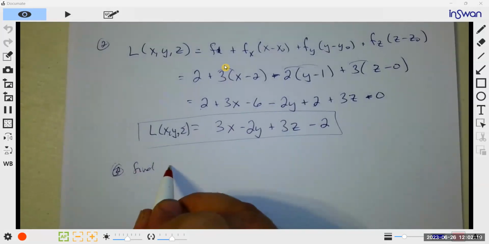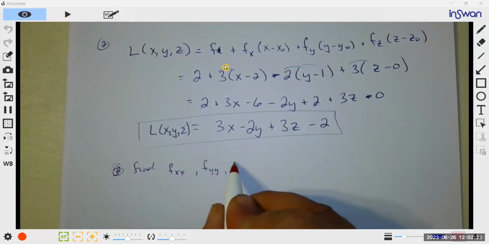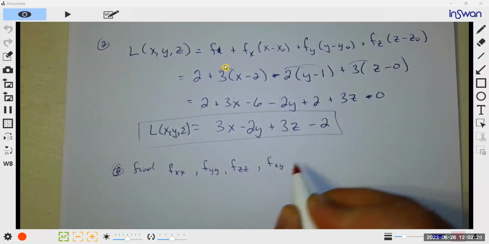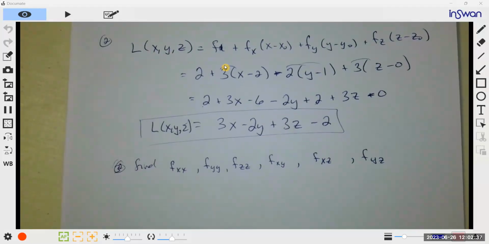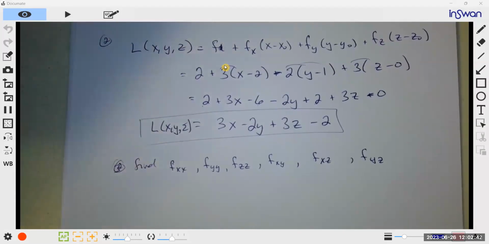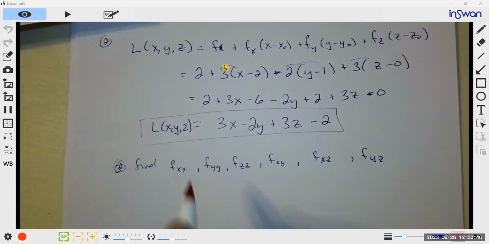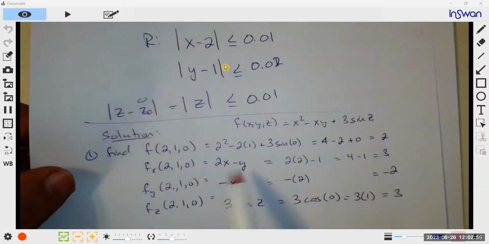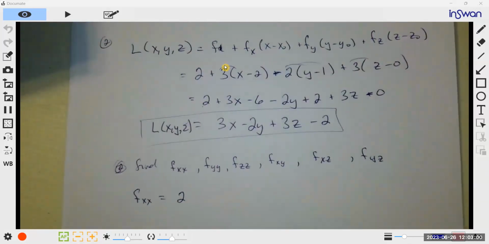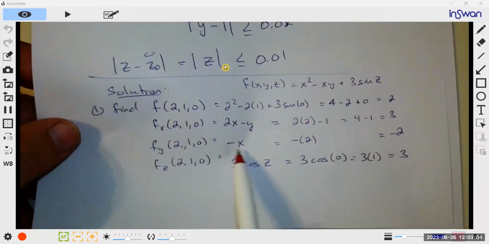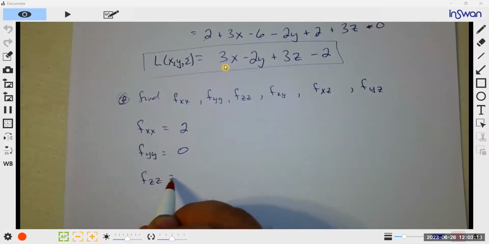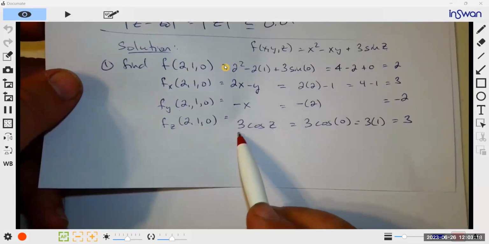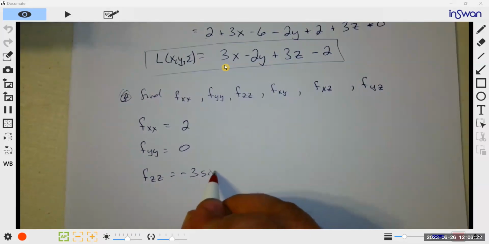Since we have x, y, and z, we have to find fxx, fyy, fzz, fxy, fxz, and fyz. So fxx, we go back here, f of x, take this derivative again. That equals 2. Fyy, the derivative of y with respect to that is 0. And z, derivative of z is 1. Derivative of cosine is negative sine, so it's negative 3 sine z.